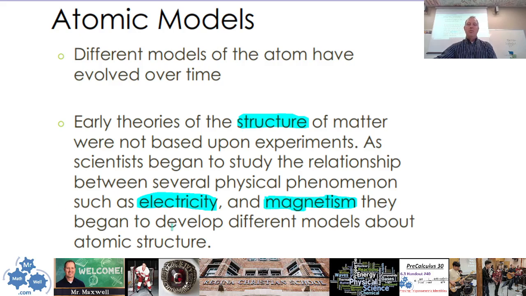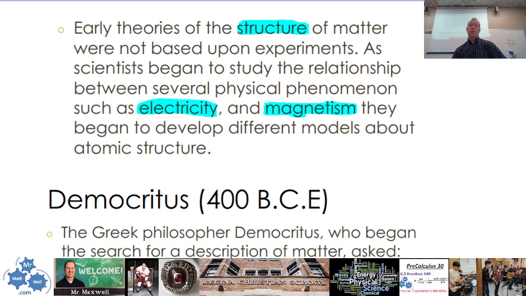They began to develop different models about atomic structure. Of course, structure means how it's put together, right? How literally it's built. And if we know how an atom is built, we might be able to better understand things like electricity and magnetism. So they decided we need to do some more research here. We need to do some more study. We need to figure this out.